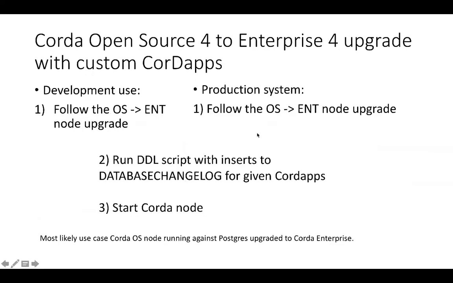And so again, when you have open source Corda and you want to upgrade to 4 and you already have custom CorDapps, you just follow the standard open source to Enterprise upgrade I covered before, and then for all custom CorDapps, because on open source there is no Liquibase, you need to create these entries in the database changelog, and then you need to start the Corda node.